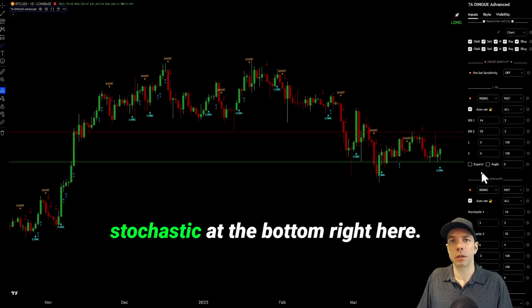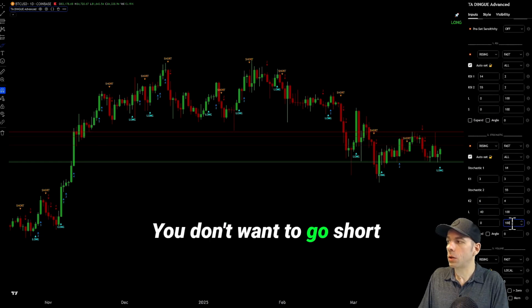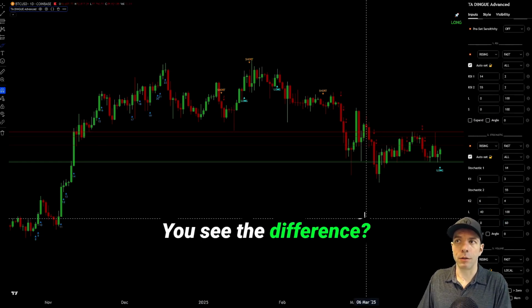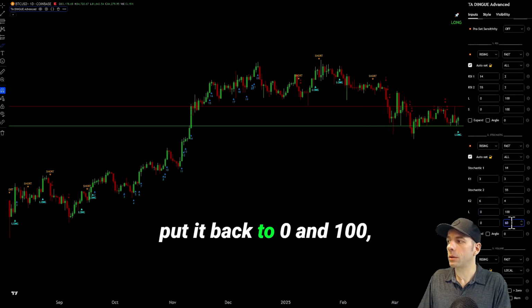It's the same thing for the stochastic at the bottom right here. So let's say you don't want to go long when the stochastic's under 40. You don't want to go short when the stochastic's above 60. And you see the difference. So let me zoom back out. Put it back to 0 and 100.